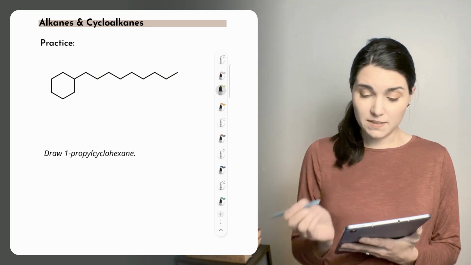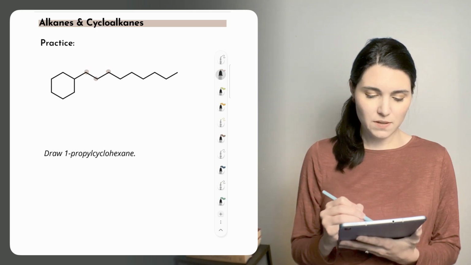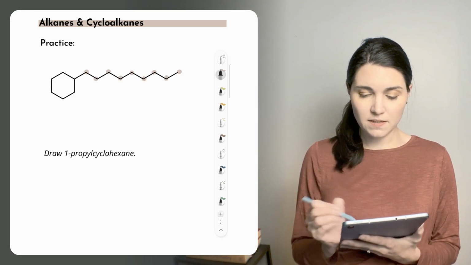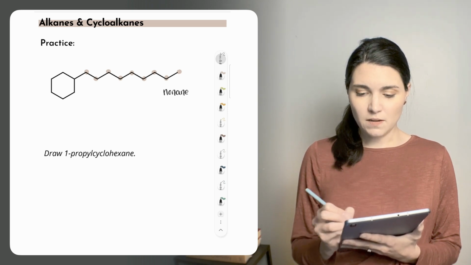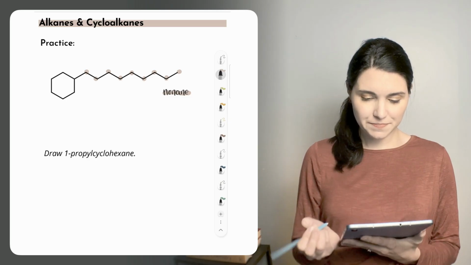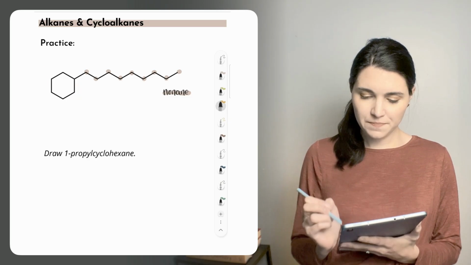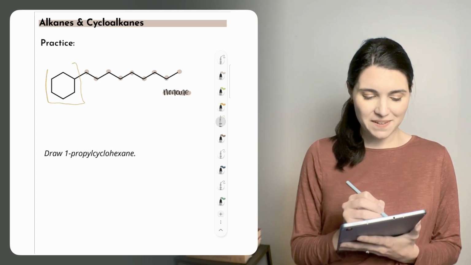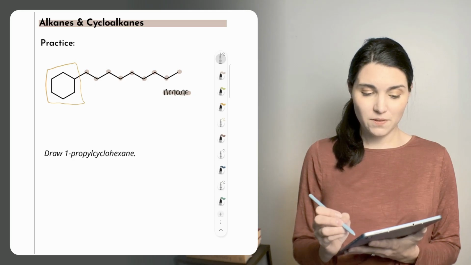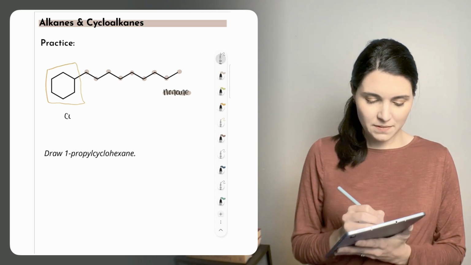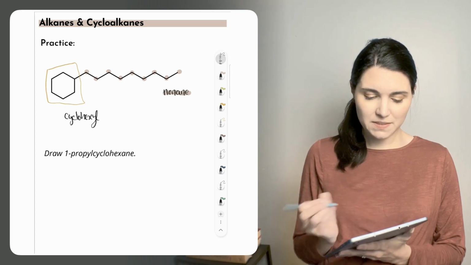I'm going to be consistent and highlight our parent structure with pink. 1, 2, 3, 4, 5, 6, 7, 8, 9 carbons is a nonane parent. And then this whole ring is our substituent. We'll call it a cyclohexyl substituent.